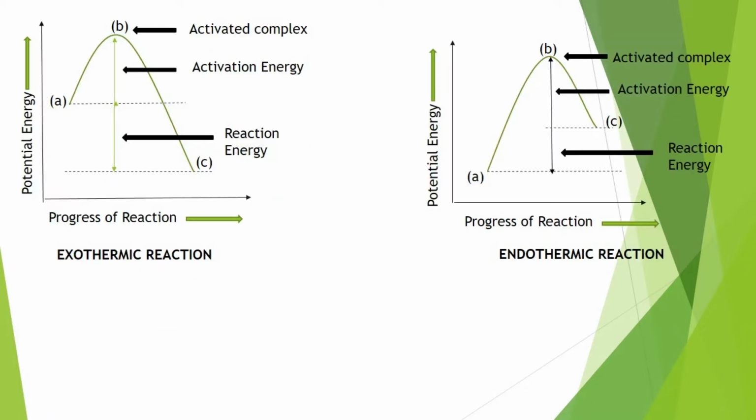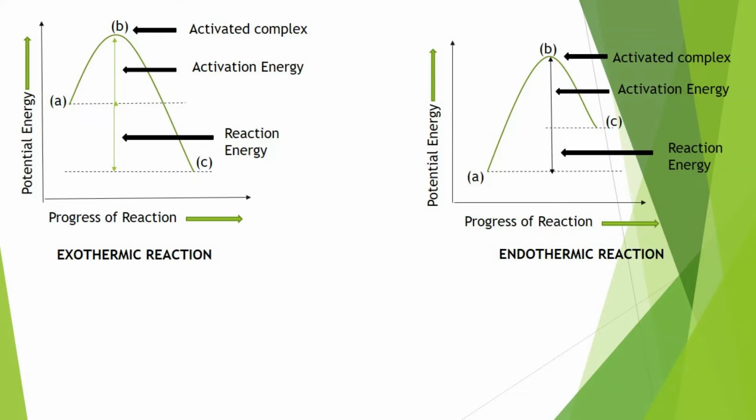As you can see here, there are two energy profile diagrams, one for an exothermic reaction and another for an endothermic reaction. In an exothermic reaction, heat is released during the course of the chemical reaction, and the reactants have more potential energy than the product. In an endothermic reaction, heat is absorbed from the surroundings, and the reactants have less potential energy than the product.